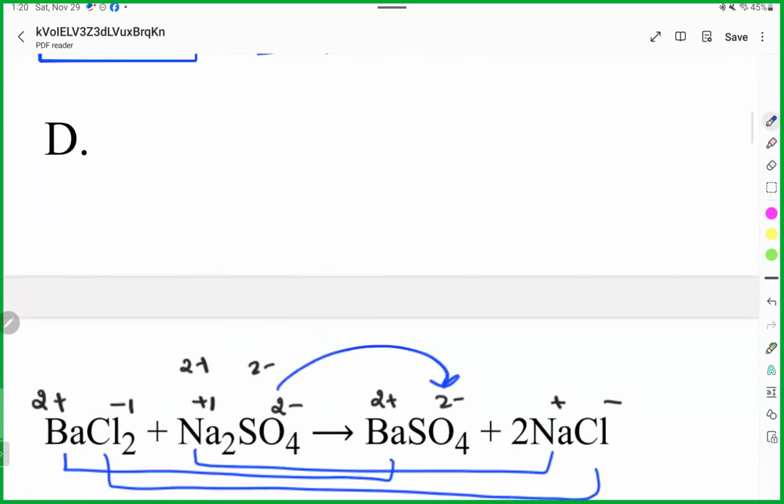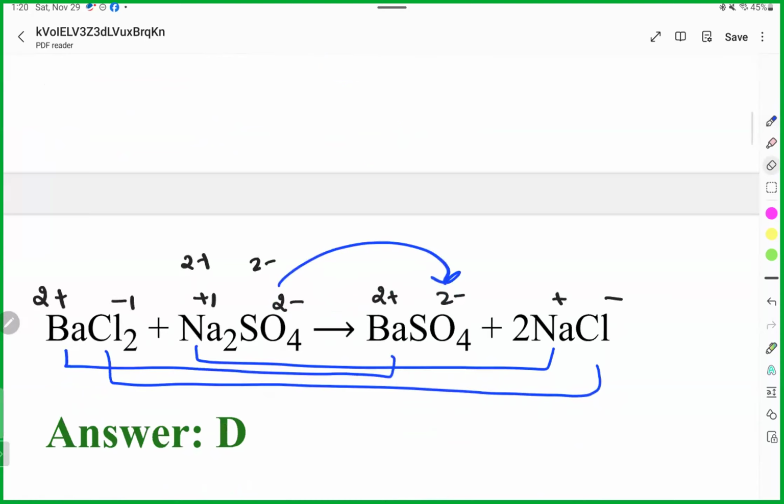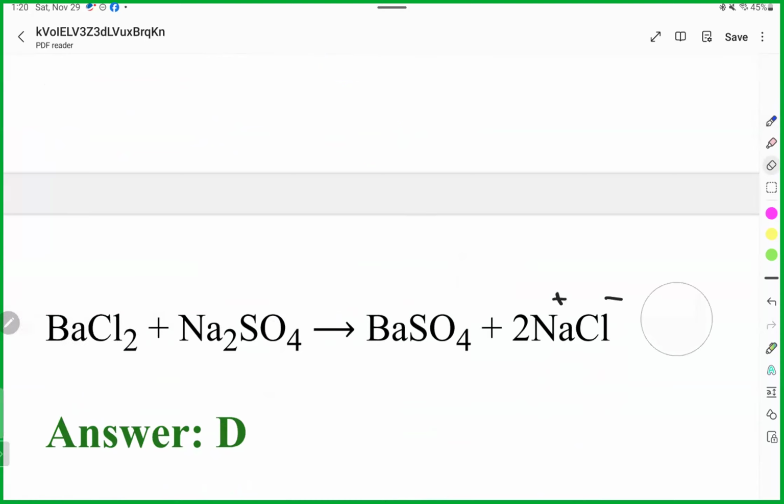Combination. Last, double displacement. How? This barium is replaced by the sodium, because initially barium was present with the chlorine. Now sodium is present with the chlorine. So can we say this barium came at the place of sodium?